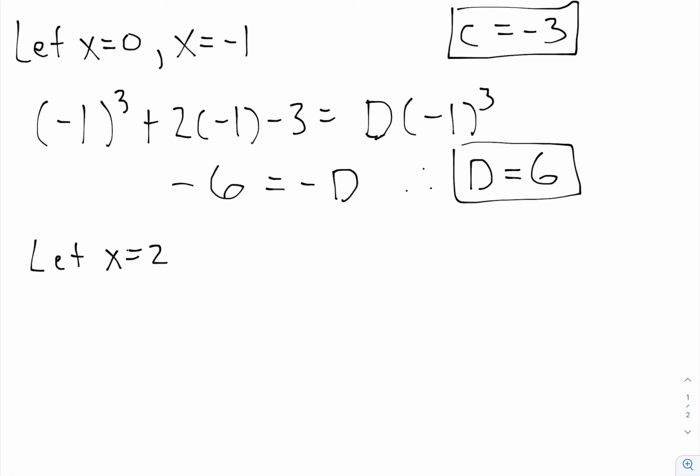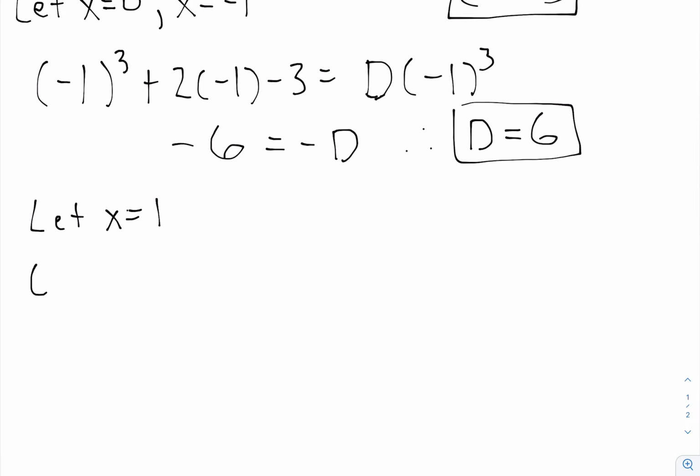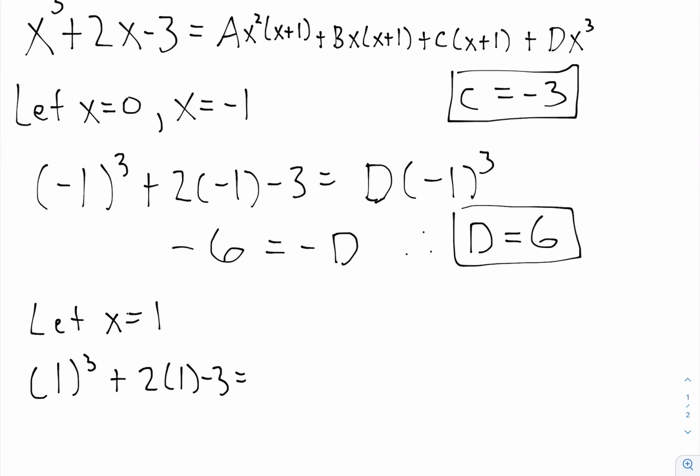Okay, that's probably the next one I'd pick. So actually let's do x equals 1. Let x equals 1, that's the next one, because we only did negative 1, we didn't do positive. So if x was 1, let's plug in 1 for x wherever we see x. So it's going to be 1 cubed plus 2 times 1 minus 3 would be equal to, I'll simplify it a bit for the sake of room. That's going to be a times 1 squared times 1 plus 1, so a times 2, which is 2a.